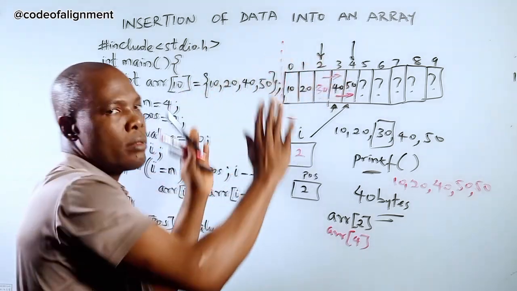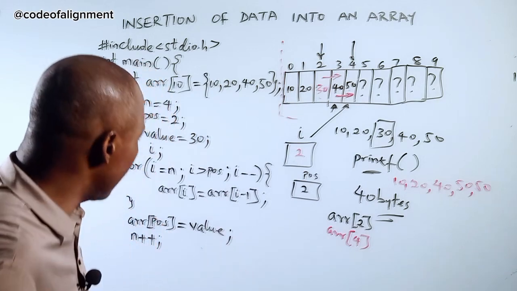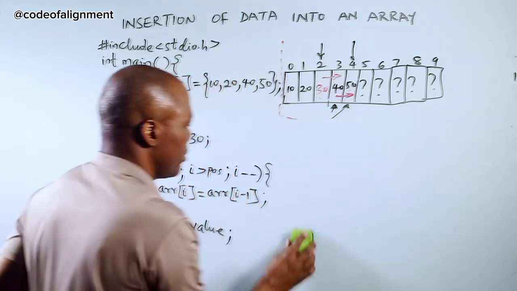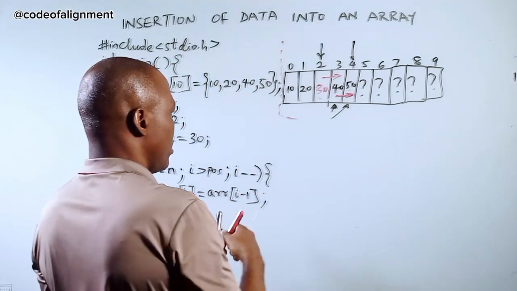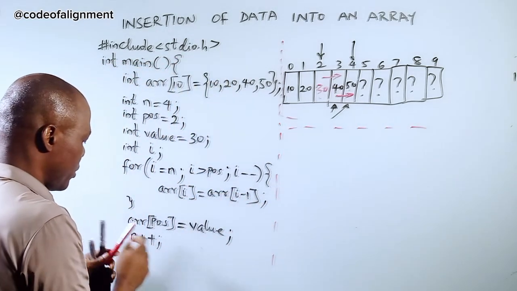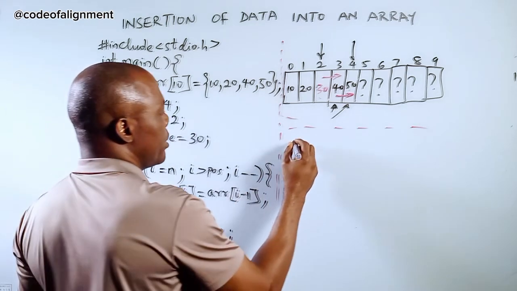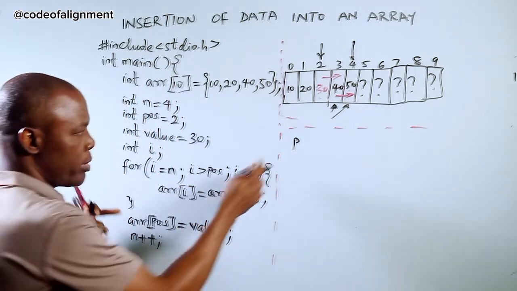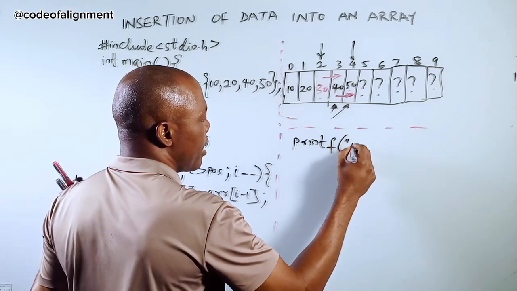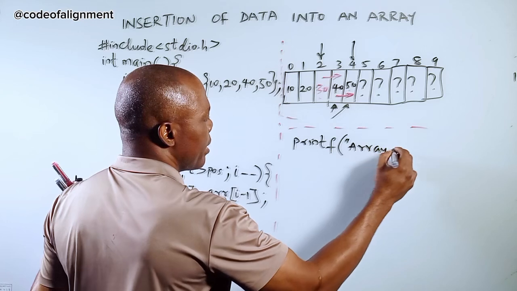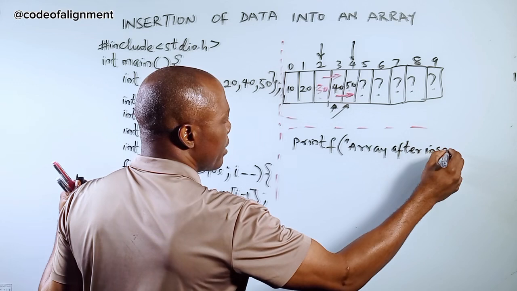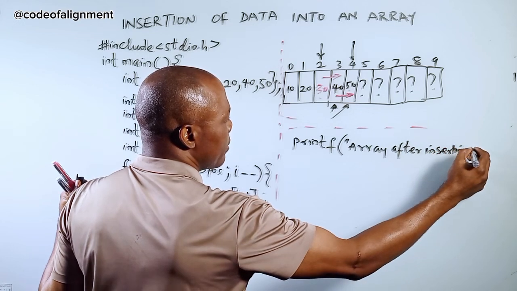So I want to print out my array on the screen. Let me come here so that you'll be able to see. So I want to print it out. So I will say printf. So what should I put in this place? Printf "array after insertion."